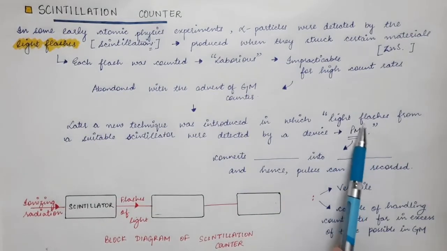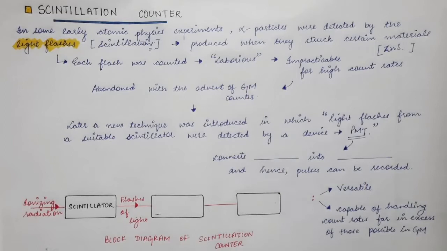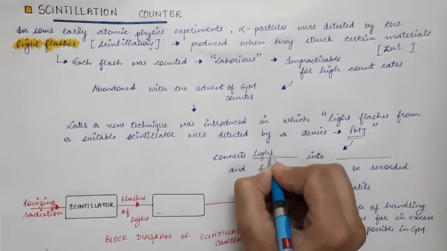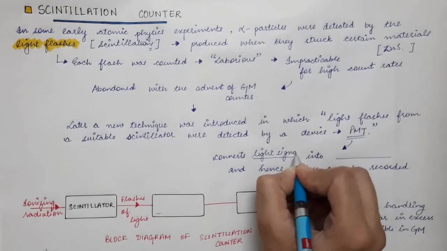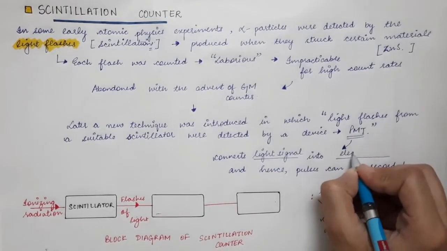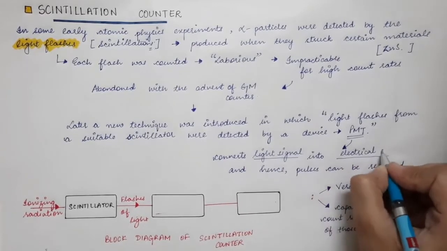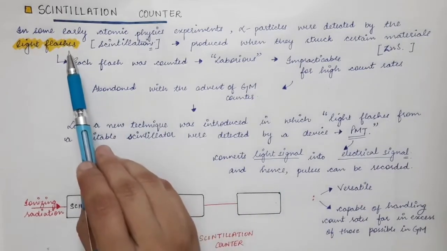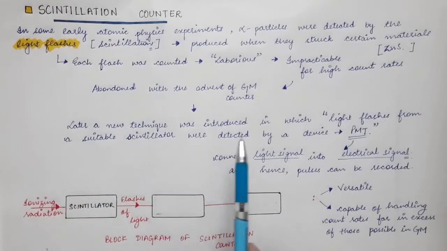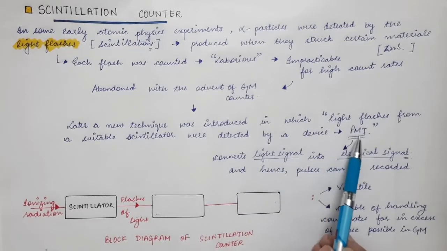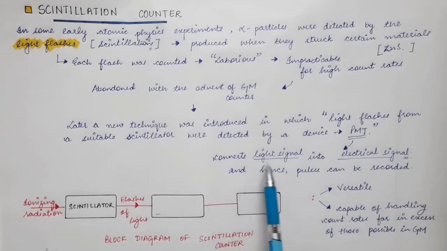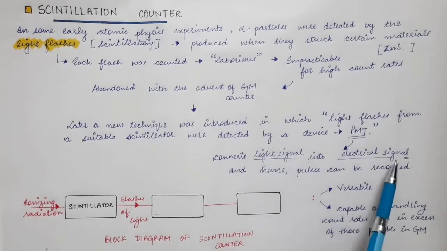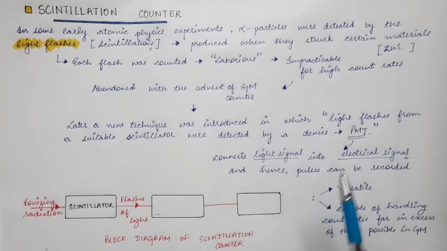And what is the principle of this PMT? This PMT converts light signal into electrical signal. The light signal, these light flashes which are coming from a suitable scintillator, were made to enter this PMT, and this PMT converts these light signals into electrical signals, and these electrical signals could be further recorded with the help of some electronic circuit which is attached with the PMT.